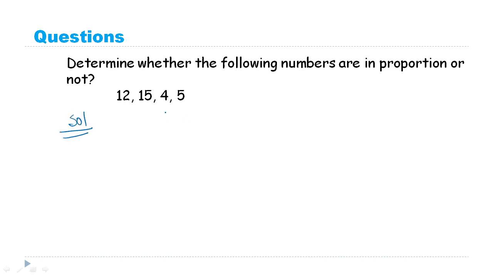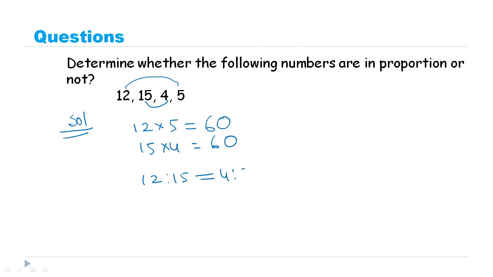Solution. So 12, 15, 4, 5 you can see. Let us multiply these two numbers: 12 fives are 60. And if you multiply these two numbers, you get 15 fours, which is 60. So it means that 12 is to 15 is equal to 4 is to 5. I told you that the product of extremes is equal to the product of means, and here we have got this. So 12 is to 15 will be equal to 4 is to 5. It means that these given terms are in proportion.